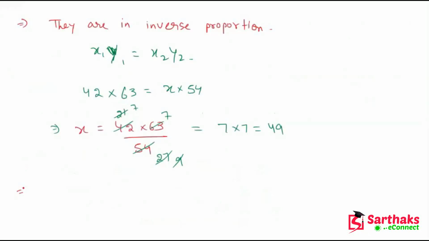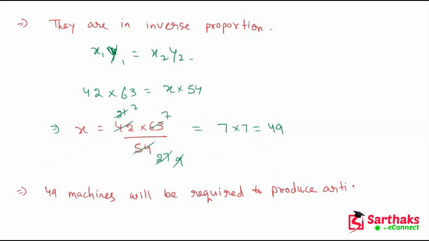So here we can write: 49 machines will be required to produce articles in 54 days. My dear friends, I hope you understand these things.